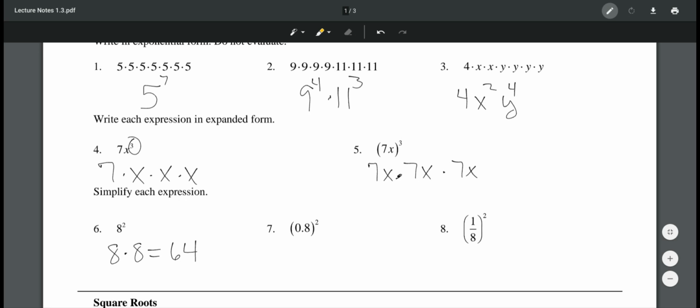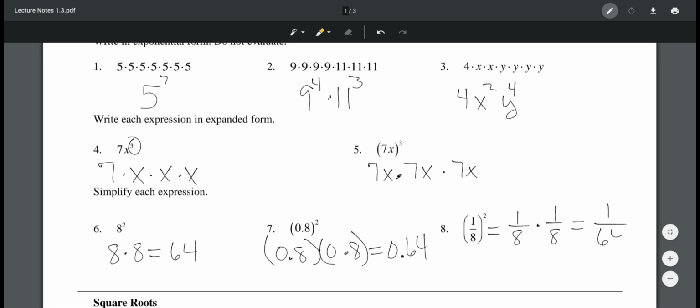In number 7, they want us to multiply 0.8 times 0.8, which is 0.64. And in the last example, they actually want us to take 1 over 8 and multiply it by 1 over 8. Remember when you multiply fractions, you multiply their numerators together and their denominators together. So 1 times 1 is 1, and 8 times 8 is 64. And that would be your final answer simplified.